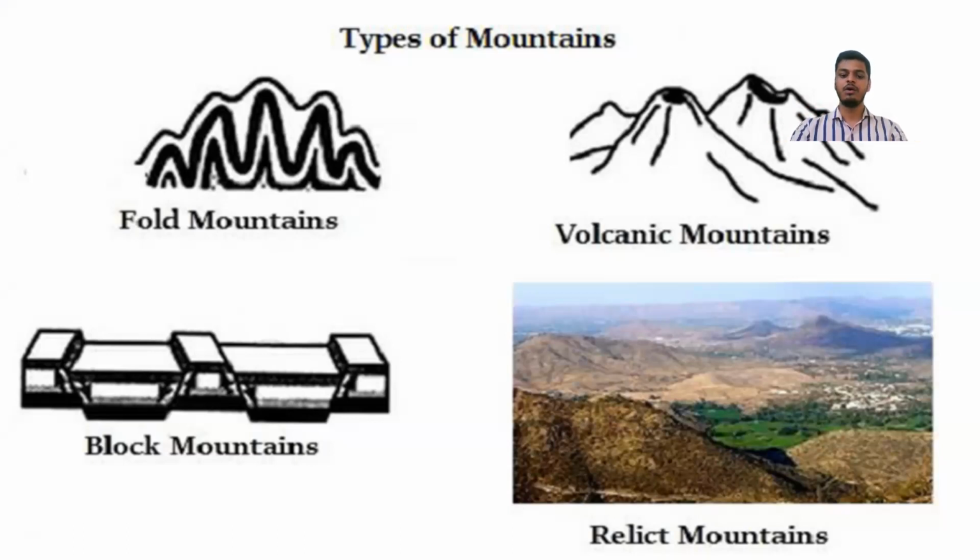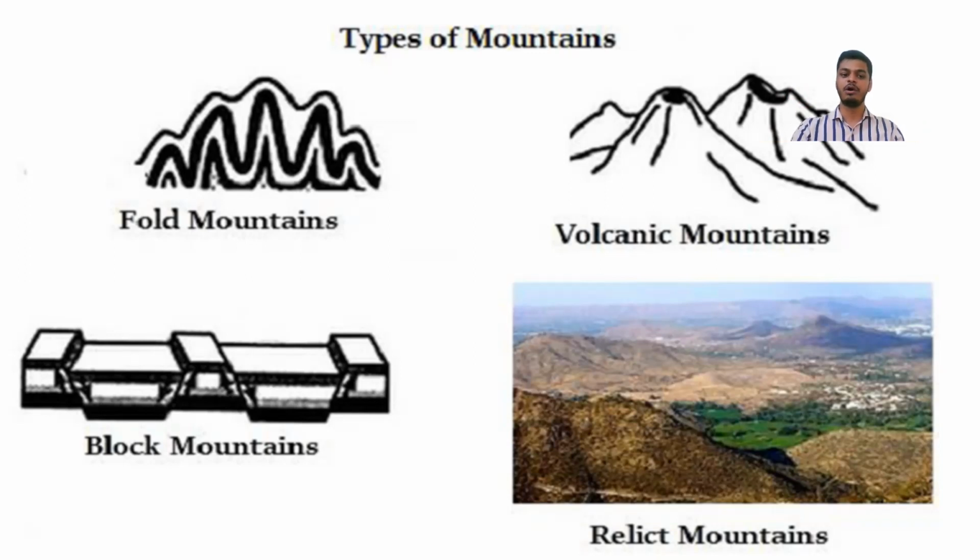The second one is volcanic mountains. These are formed due to volcanic activity. When the lava comes out of the mountain, layers on layers collect around the existing mountain and the volcanic mountain is formed.